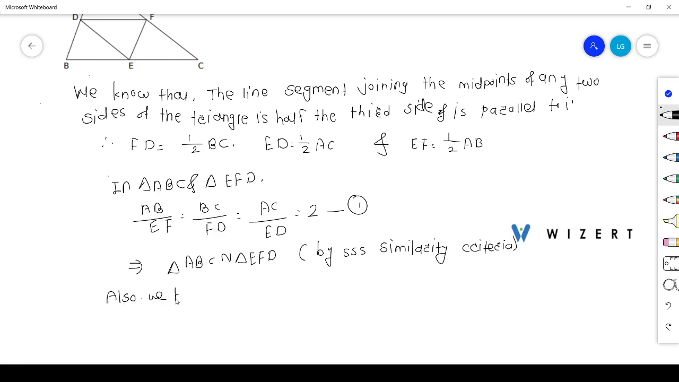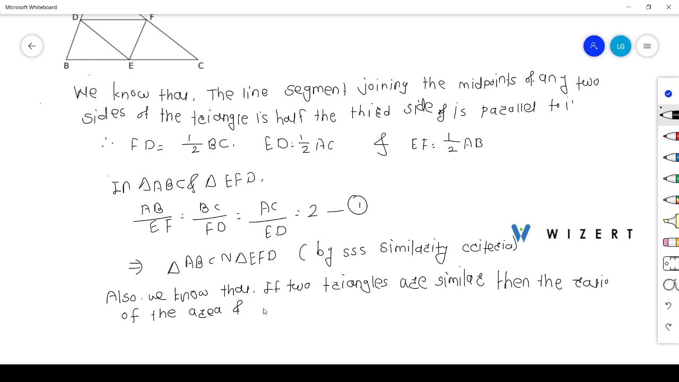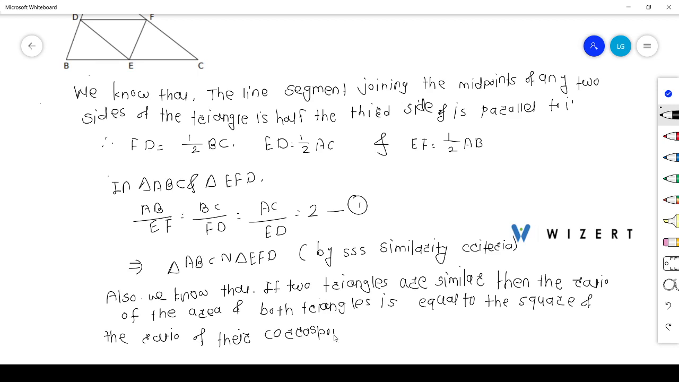Also, we know that if two triangles are similar, then the ratio of the areas of both triangles is equal to the square of the ratio of their corresponding sides.